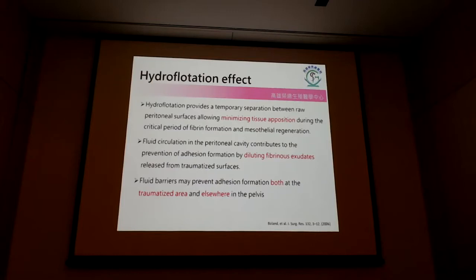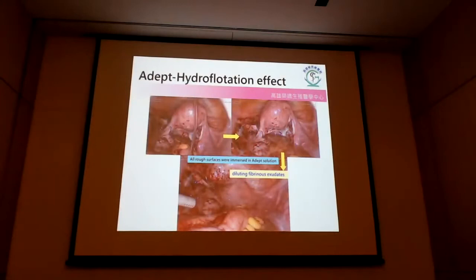Moreover, fluid circulation in the peritoneal cavity contributes to prevention of adhesion formation by diluting fibrinous exudates released from traumatized tissue. Fluid barrier may prevent adhesion formation both at a traumatized area and elsewhere in the pelvis. In addition, it could dilute fibrinous exudates.